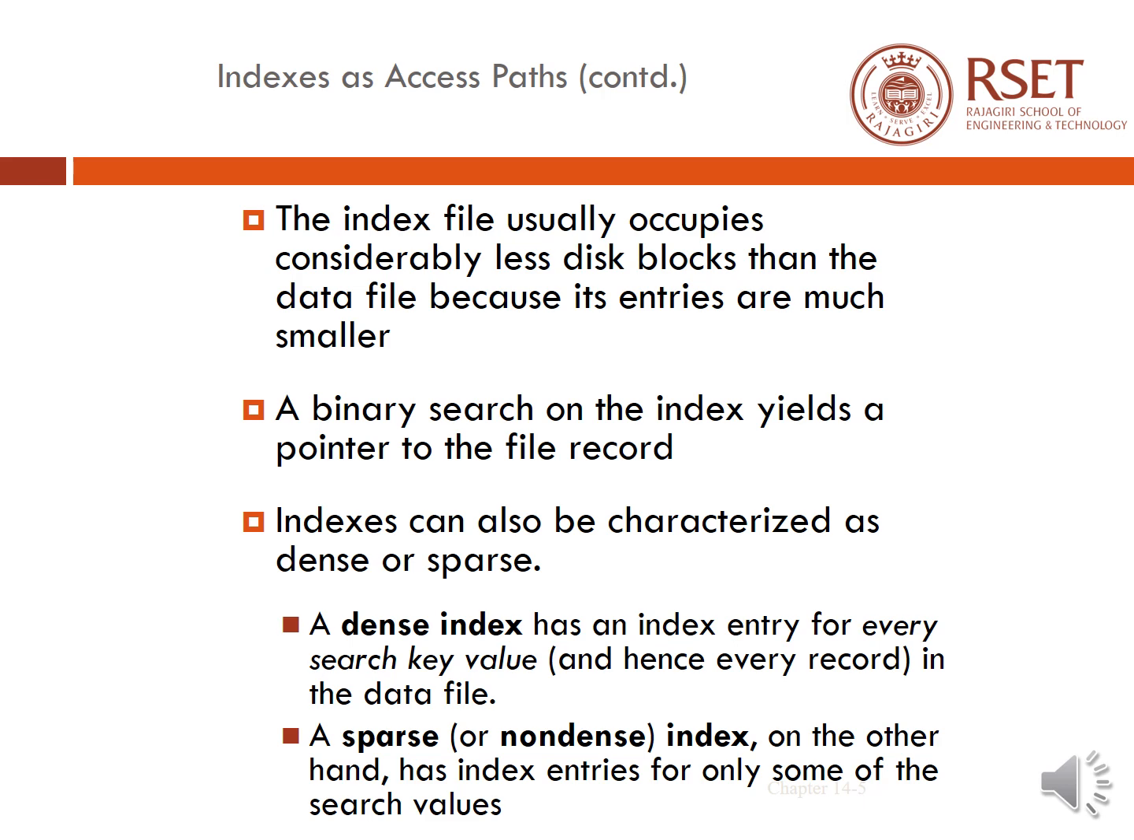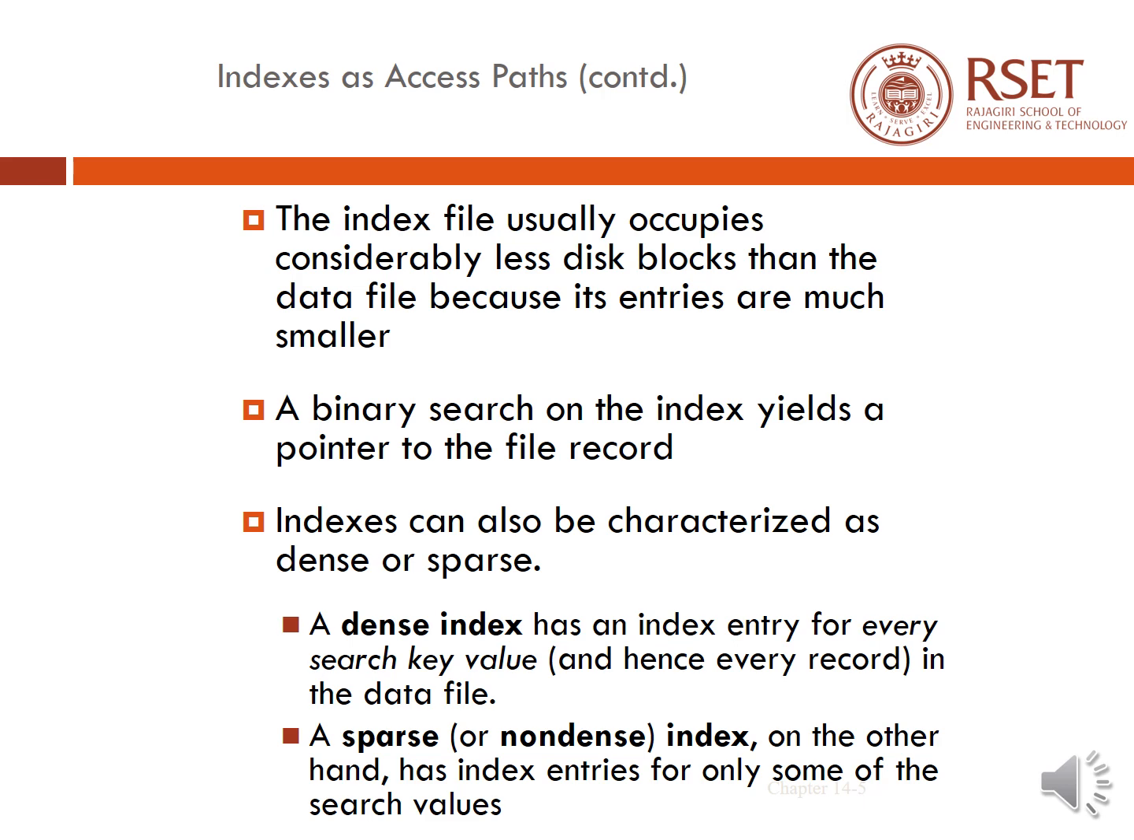Suppose an employee table is there, and 100 employees' records are stored in that one. Suppose I am creating an index for each of the 100, that is known as a dense index. Suppose I am creating an index for only some of them, through which I can access the entire record, that is known as a sparse index.